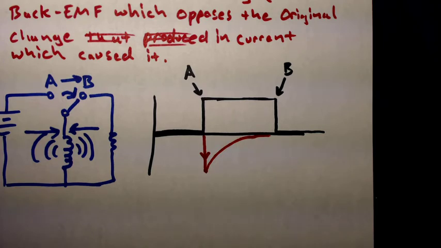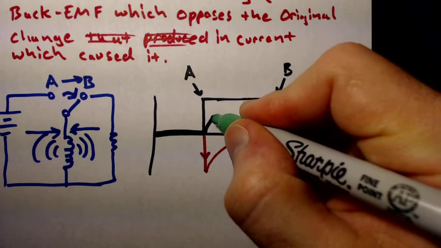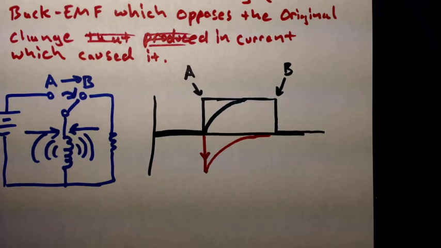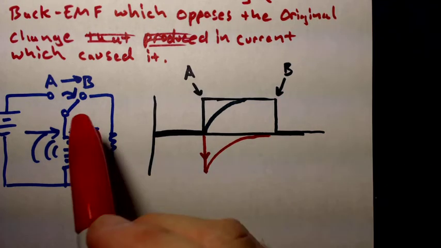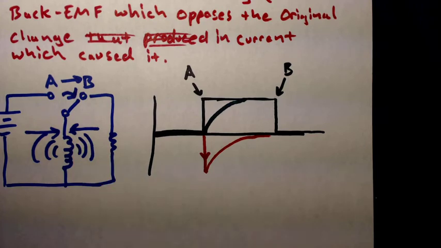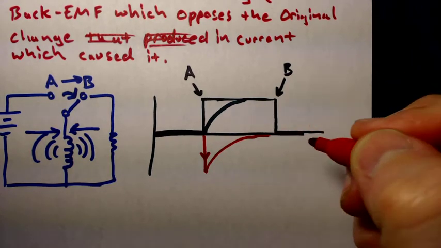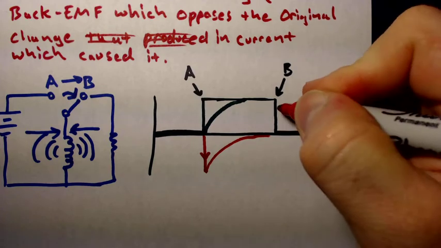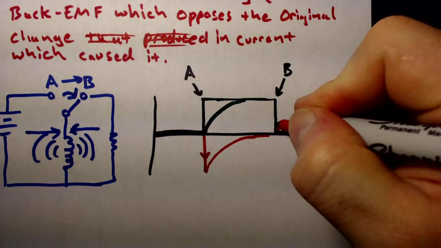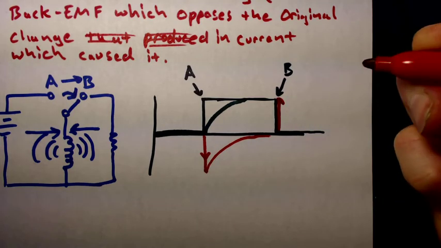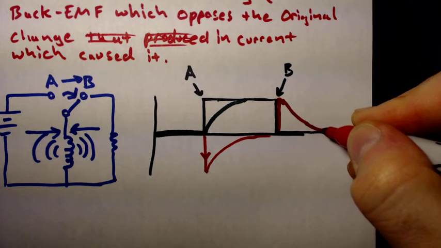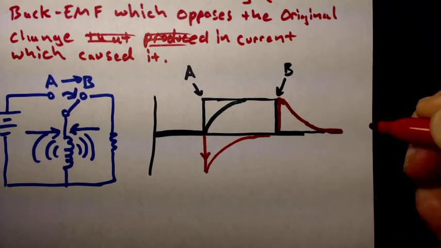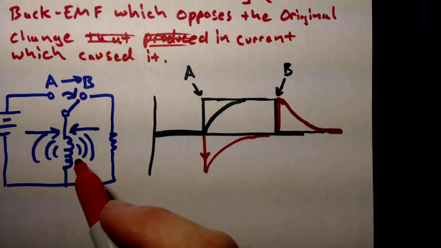Which caused the current to slowly increase. However, now that we have a collapsing magnetic field, because we flipped the switch over to the B position, we get yet again that same exact back EMF, except it's created in the positive direction. Again, that change is only temporary because this magnetic field cannot collapse indefinitely or infinitely.